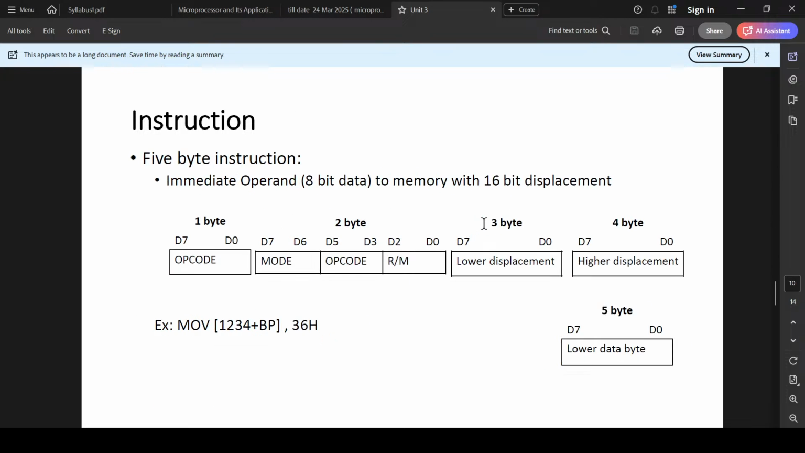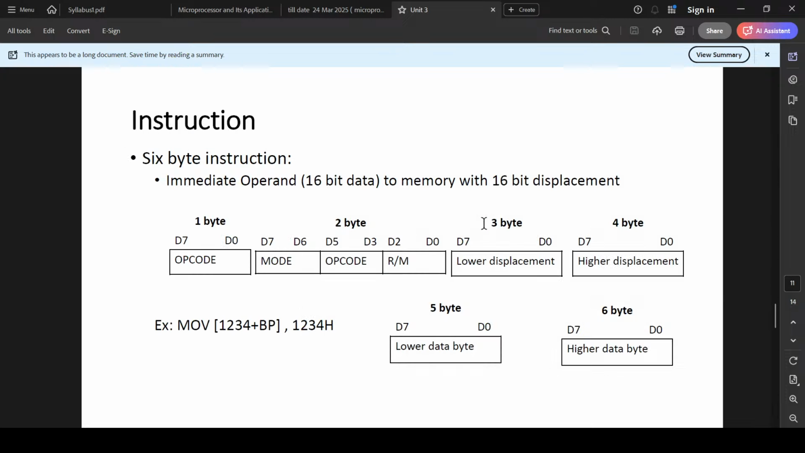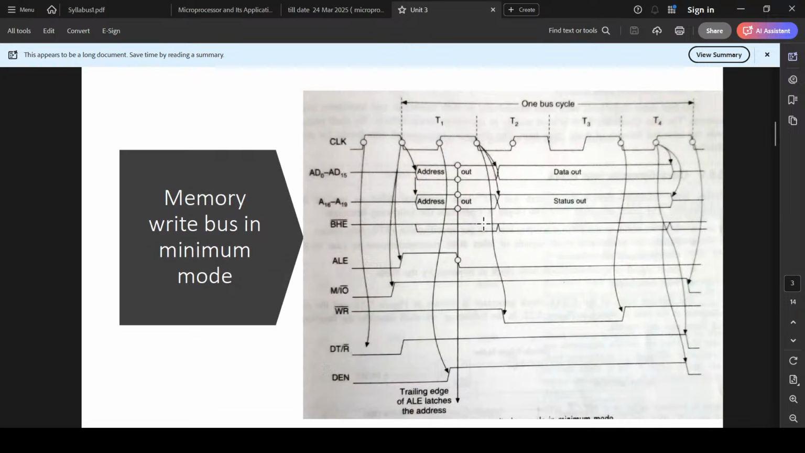Instruction set. What else do we have? Okay, we have to study this only, no?